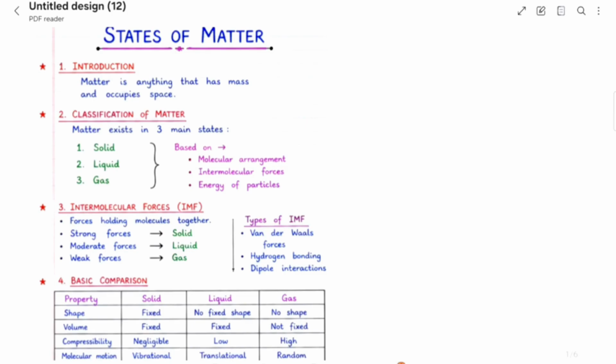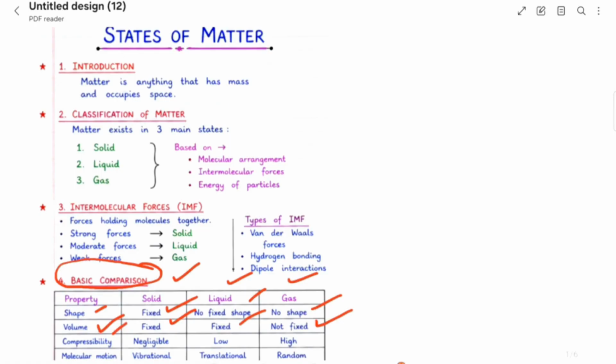Here we can see a basic comparison table. In this table we compare the different states of matter: solid, liquid and gas. The first property is shape. In a solid the shape is fixed, in a liquid there is no fixed shape, and in a gas there is no shape at all. Then volume. In a solid the volume is fixed, in a liquid of course the volume is fixed, but in a gas there is no fixed volume.